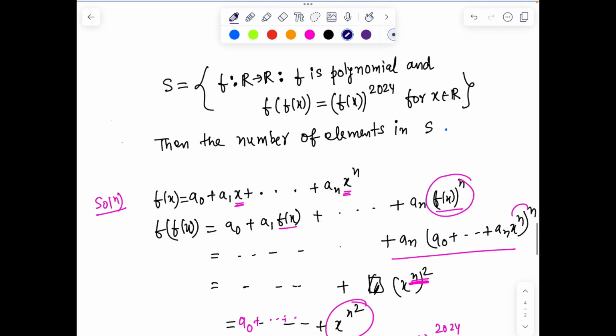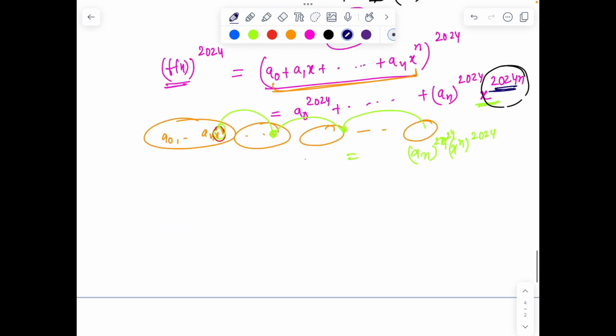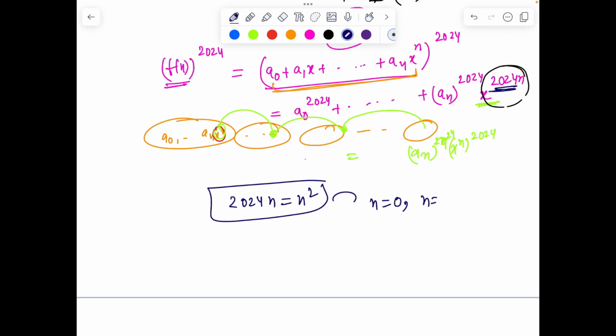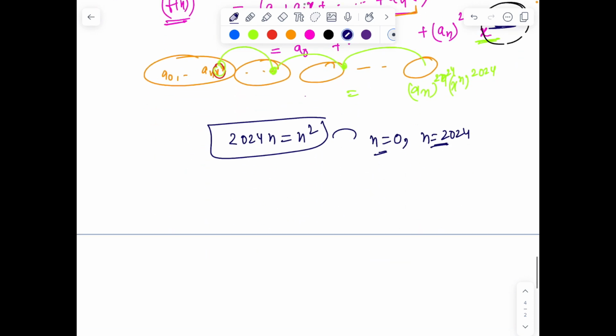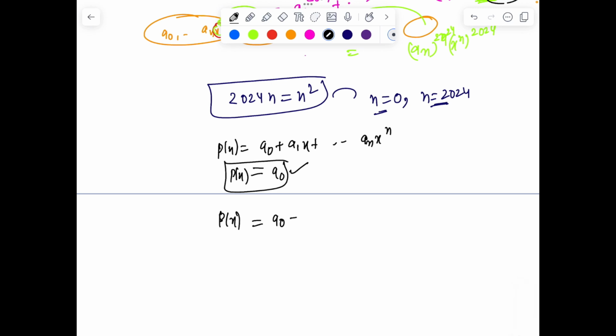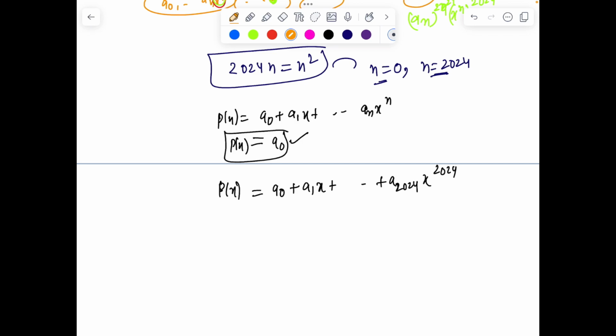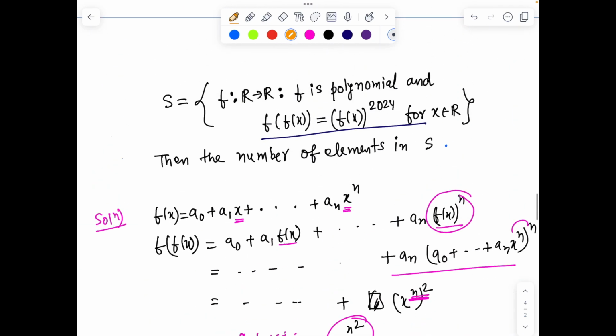So now the degree of LHS is nothing but n square and the degree of RHS is nothing but 2024n. And that's a clue, because if this has to be true for x belonging to R, their degrees must match, right? So that gives me 2024n must be equal to n square. And that gives two solutions: n equals 0 or n is 2024. So either the polynomial is constant, or the polynomial is up to degree 2024. It means it's a0 plus a1 x till a2024 x to the power 2024. I hope it's clear till here.